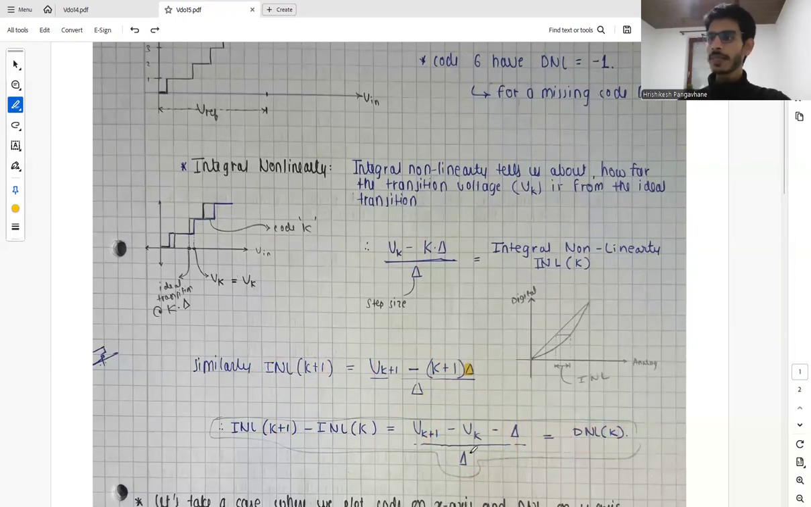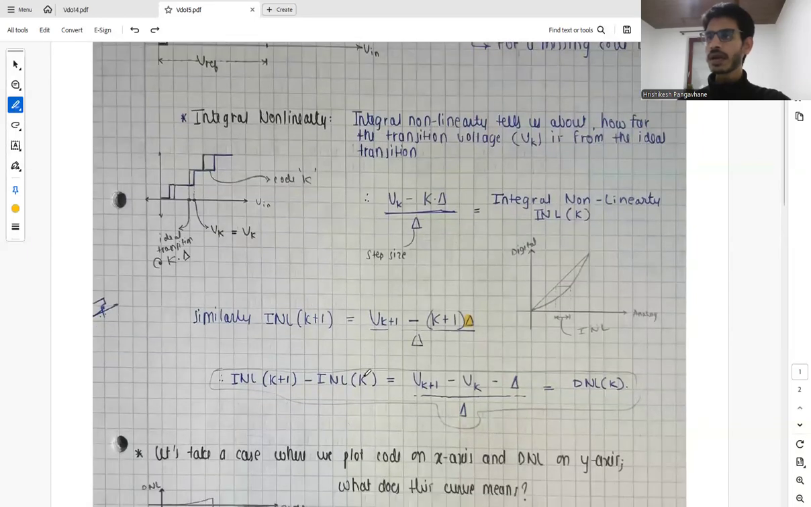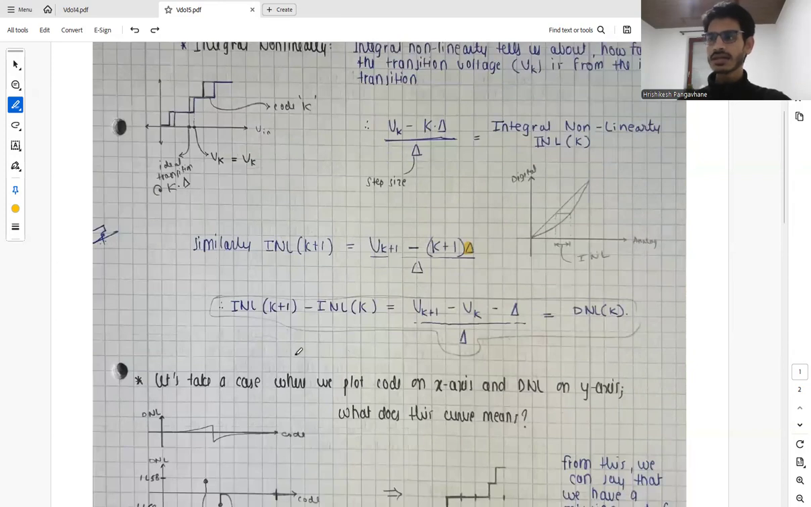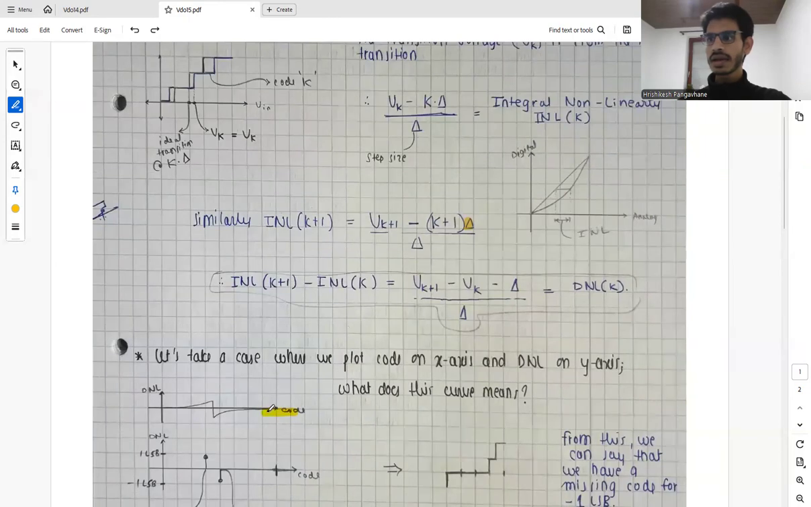So basically, what we are talking about over here is that INL is giving us a bird's eye view over the distribution of the quantizer, whereas DNL is talking about the local nonlinearity. So let's take a case. Now let's discuss a case where we plot the kth code on the x-axis and the DNL on the y-axis. When we plot it, we have some sort of this kind of curve.